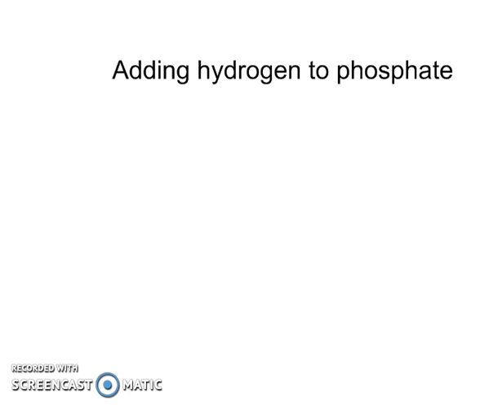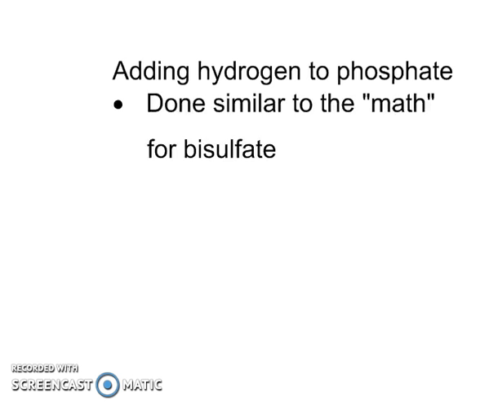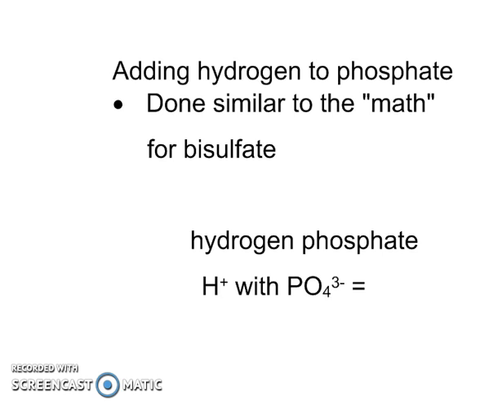One thing that is not a prefix, but I want to go over with you, is how to add hydrogen to phosphate. Again, we cannot use the prefix bi on phosphate or phosphite because they are -3 anions and not -2. But this is done very similar to the math for bisulfate. If I'm going to do hydrogen phosphate, that is H plus with PO4 3-, I simply put them together and you end up with HPO4 2-. Remember, a positive charge with the 3 negative charge, when you combine them together, gives you a 2 negative charge.